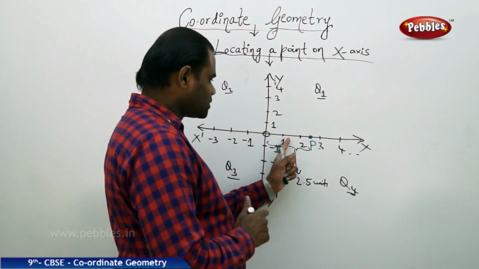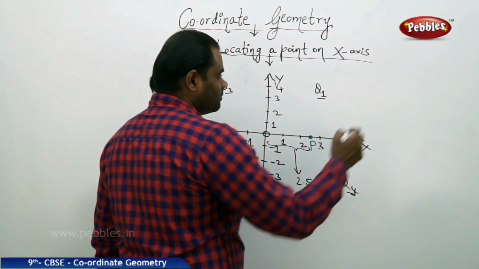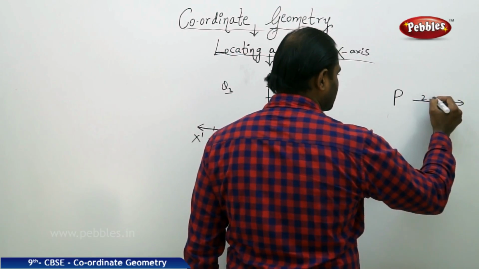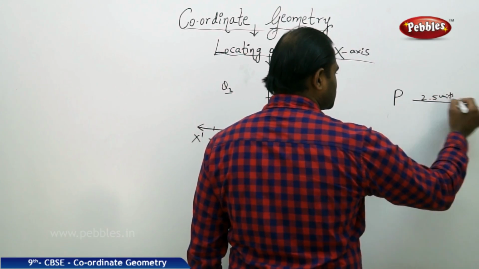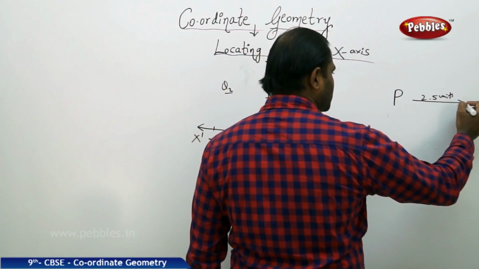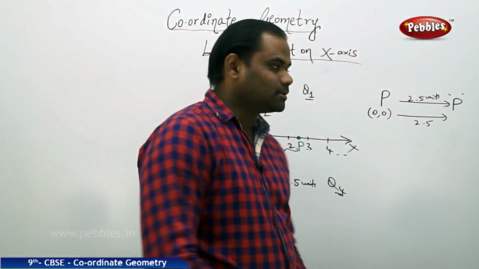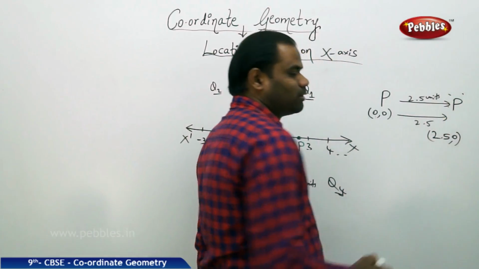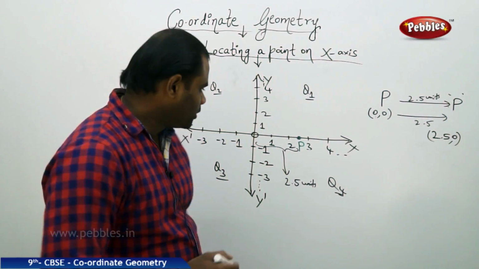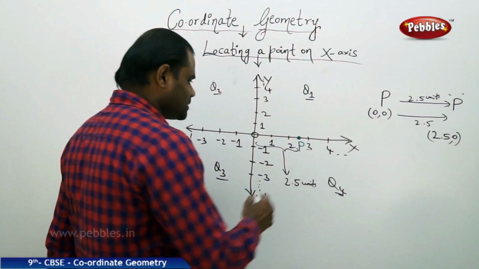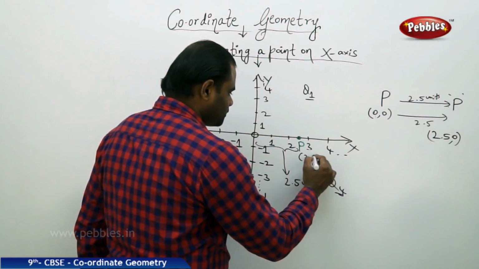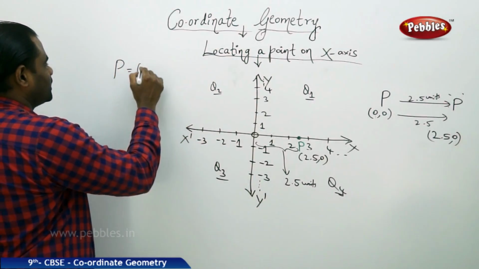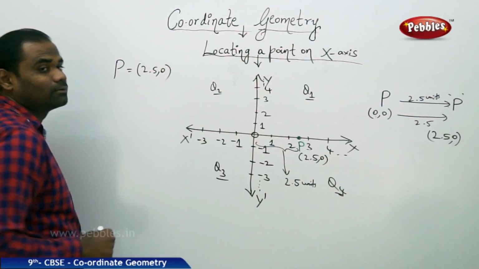So my initial point, moving 2.5 units to the right, makes me understand that my point P moves 2.5 units to the right and doesn't move anywhere up or down. So I have my 2.5 which comes out here as 2.5, 0. So the point which moves towards the right on the x-axis is 2.5, 0. So I could identify the coordinates of P as 2.5, 0.